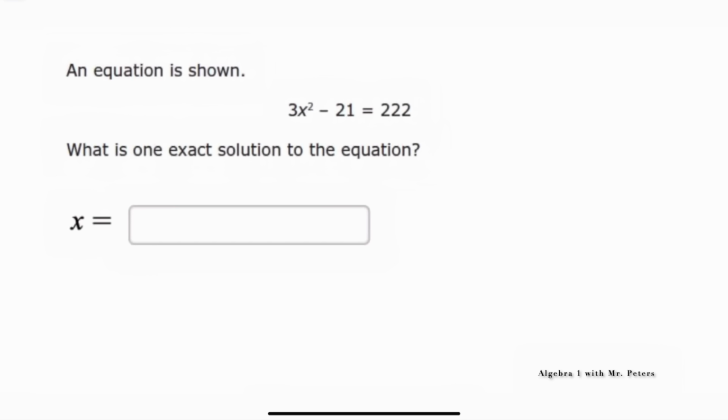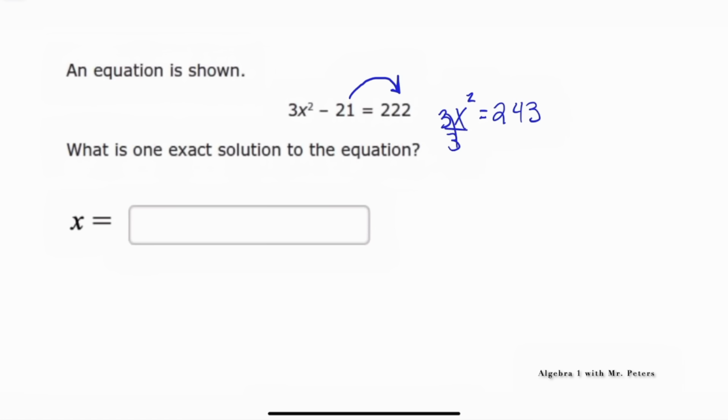So problem number 10 can be tricky because it's a fill in the blank problem. But the way we want to start this off is isolating the variable. So we're going to add 21 on both sides. So we're going to get 3x squared is equal to 243.